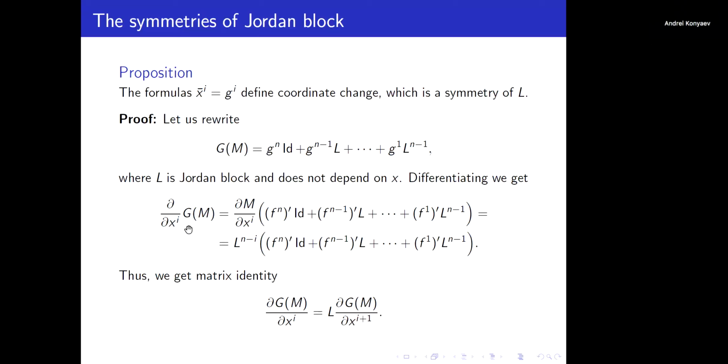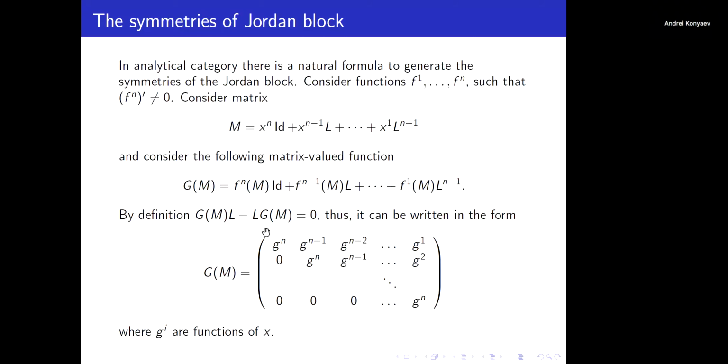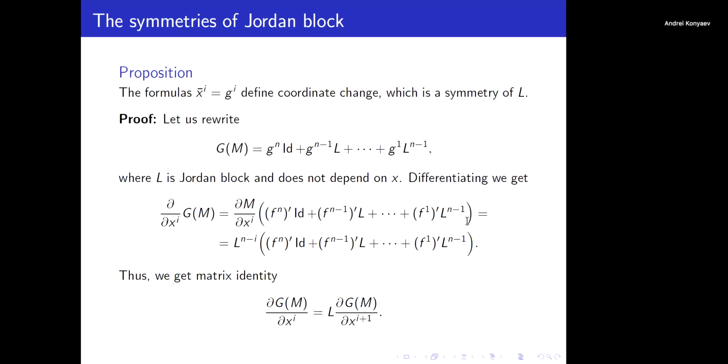It preserves the structure. So how do we prove it? First, we calculate the derivative of G(M). It goes like this. We calculate M in x, and it gives us this, because that's how we defined M. And here we have a derivative of the following form. L does not depend on x. And we see the following identity. We have different derivatives of G(M). They are related by the following matrix identities. This is a matrix, and this is a matrix.